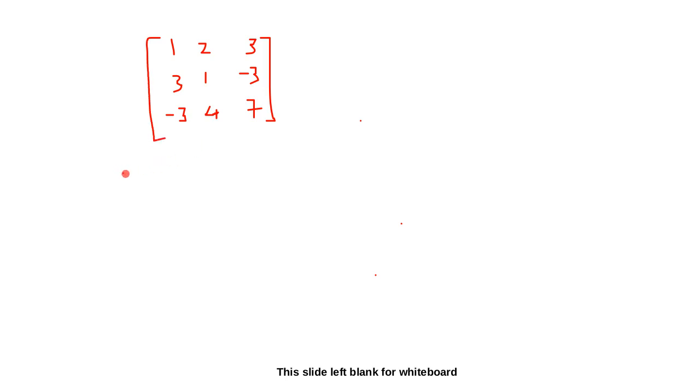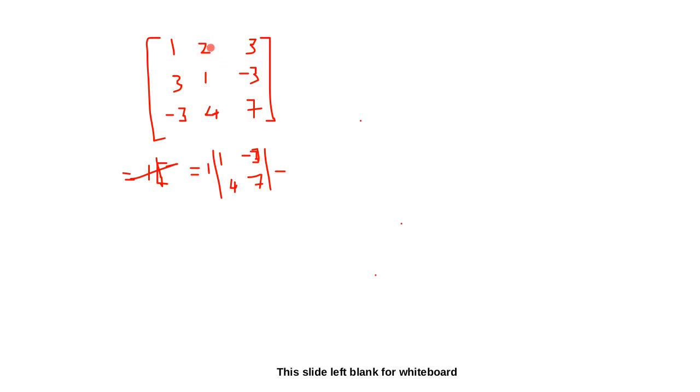Now when we are looking for the determinant of this matrix, we'll take the first value, which is 1, and then we find its minor. So we delete the first row, and we also delete the first column where the value is appearing. So we'll have its minor as 1, negative 3, 4, and 7.